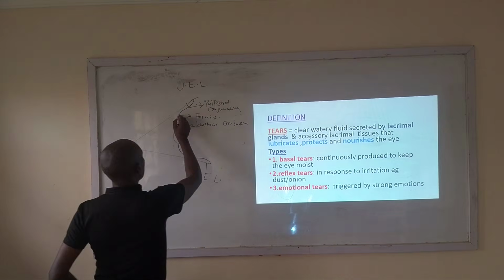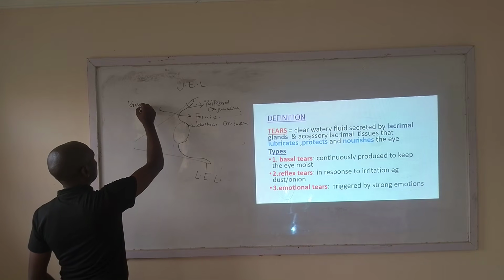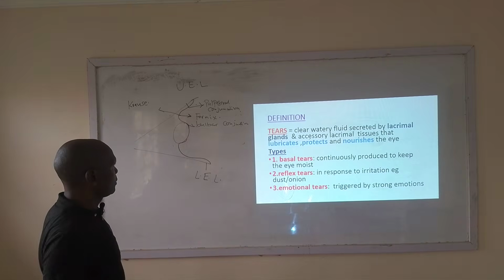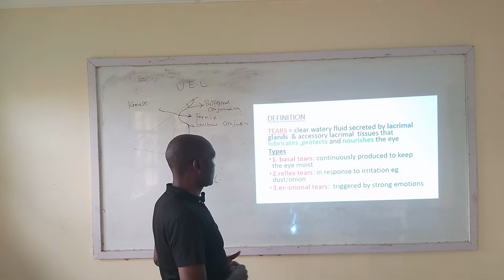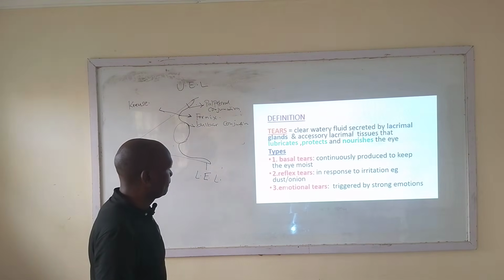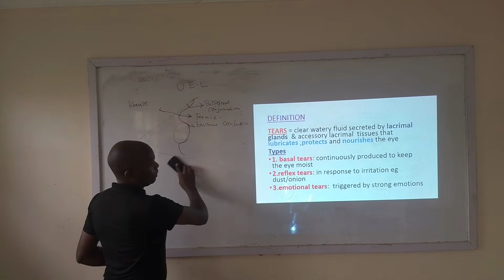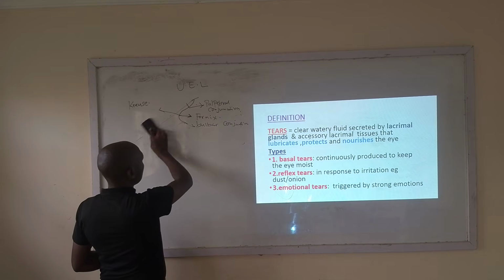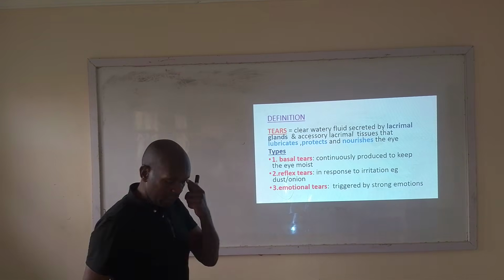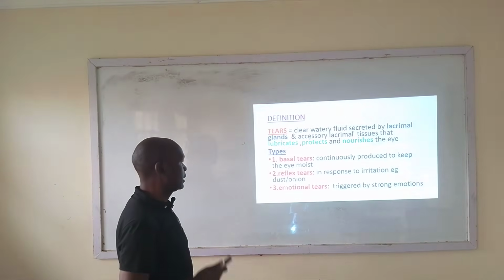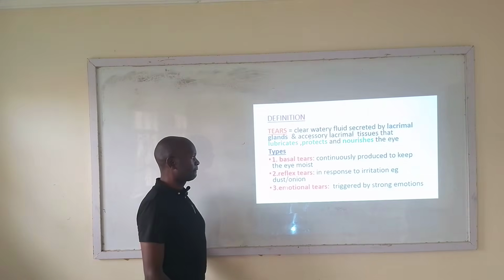In the fornix here is where we have our accessory lacrimal glands known as the Krause. So Krause and Wolfring are the accessory glands which produce the basal tears. Then we have the reflex tears. This one comes about when there is an irritation in the eye. For example, when your eye is dry, the cornea, the surface of the eye, will be irritated, and then the type of tears which it will produce is known as the reflex tears.